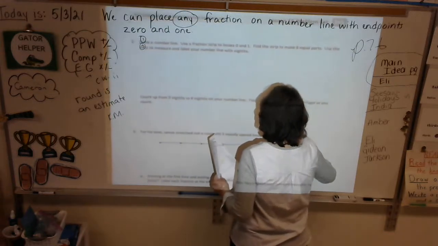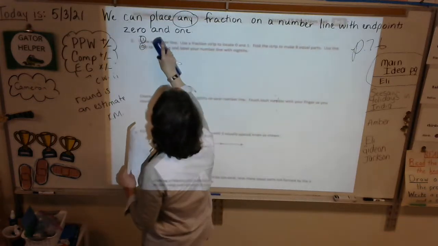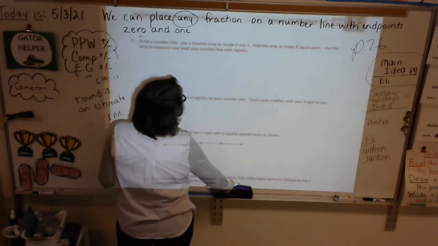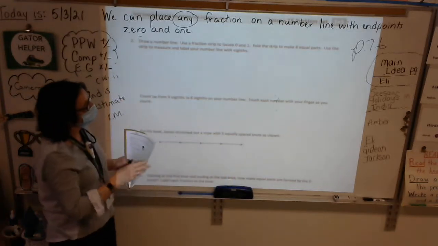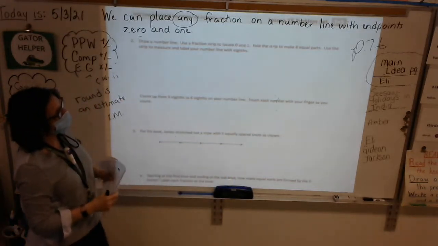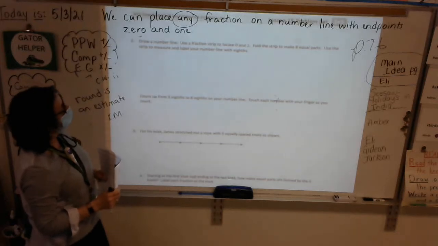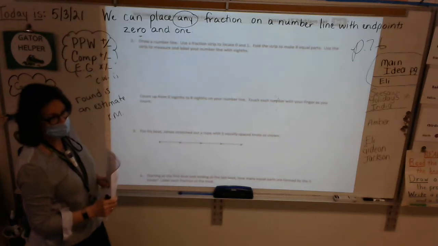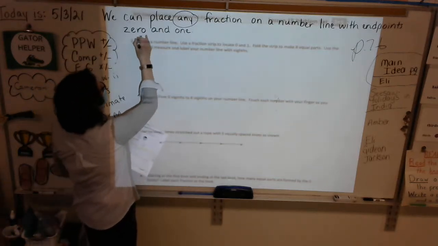Okay, it says, draw a number line, use a fraction strip to locate 0 and 1, fold the strip to make 8 equal parts, use the strip to measure and label your number line with eighths. Boy, that's a lot of information, isn't it? So first, please don't do it without me.